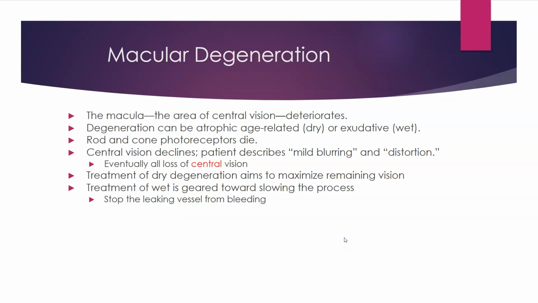Macular degeneration, so that the area of the central vision deteriorates, and so they're losing their central vision on this one, as opposed to their peripheral vision with glaucoma. So with this one, the rods and cones die, and then that causes some blurring and distortion of the vision, and eventually leads into all central vision loss. So with this one, realize that they're going to keep their peripheral vision, and so we're going to have to do things like, get them to look at their peripheral vision and use that in their day-to-day life. So we try and slow the progression down as much as possible.